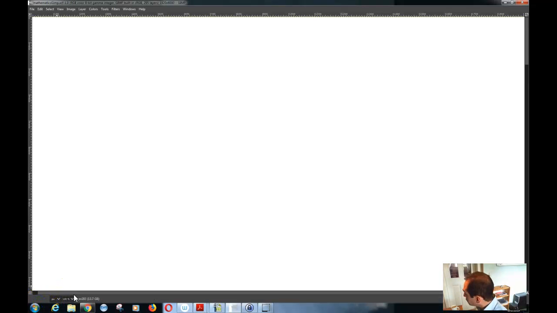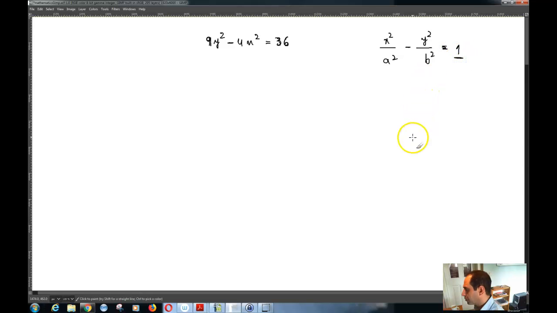So now suppose that you have some hyperbola in this form. For example, let's say you have 9y squared minus 4x squared is equal to 36. So if that is the case, I want to get my equation either in the form x squared by a squared minus y squared by b squared is equal to 1. So you have a 1 over here.